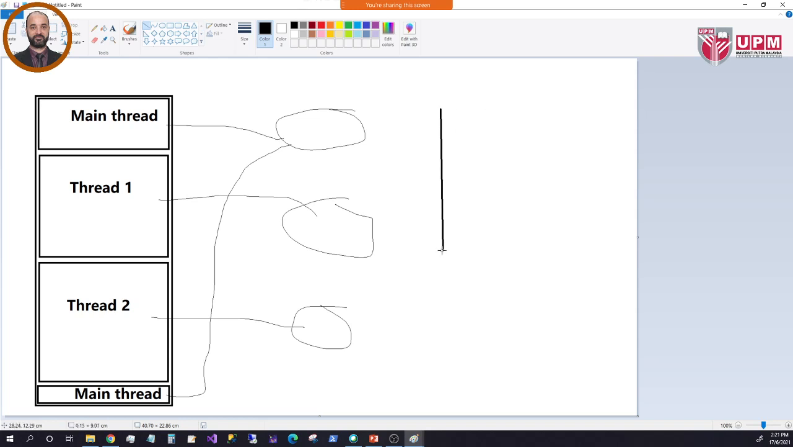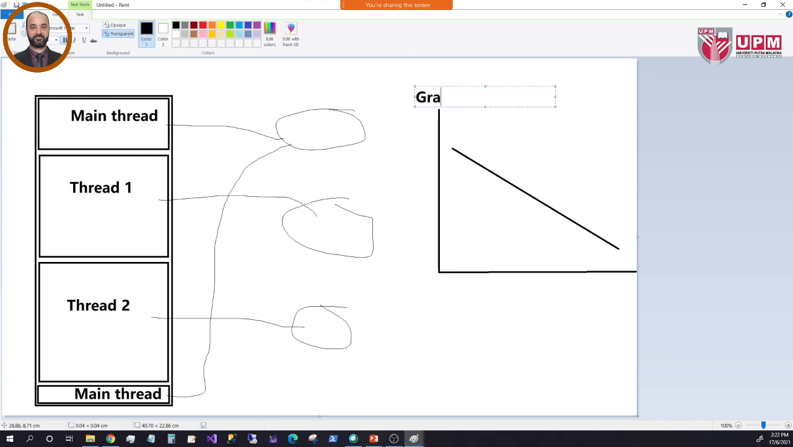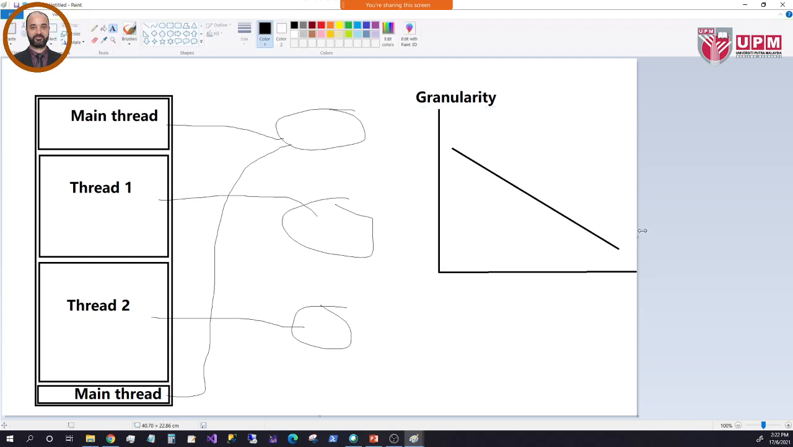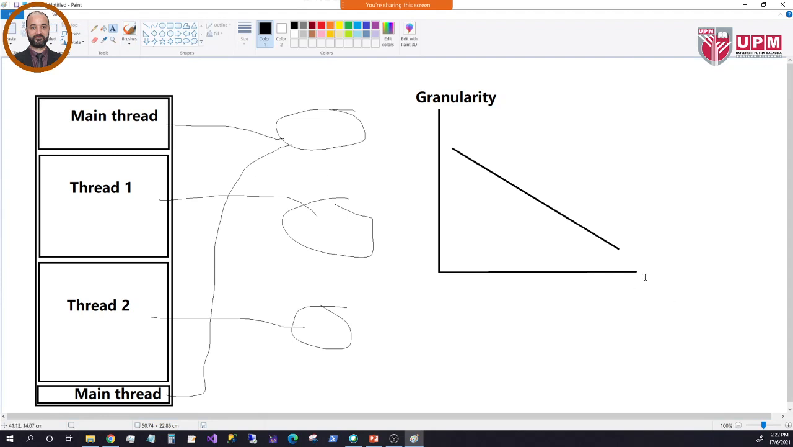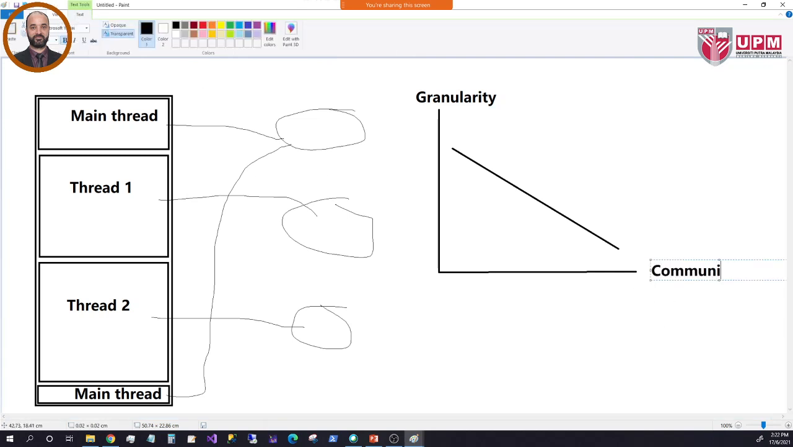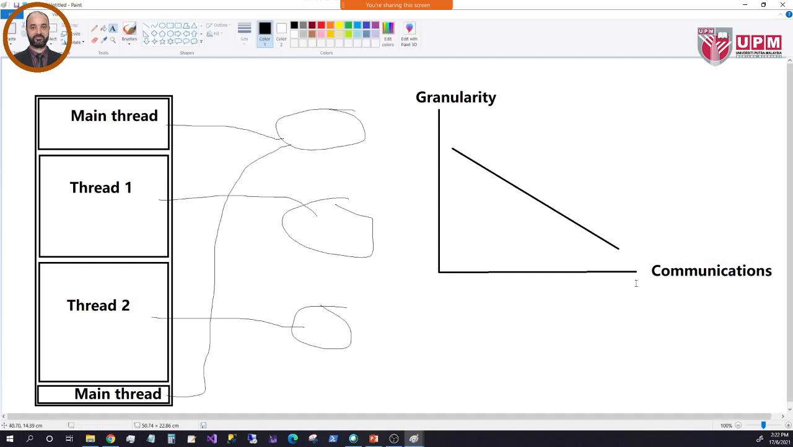Let me draw it here. Okay, this is the granularity here, and here we have communications.